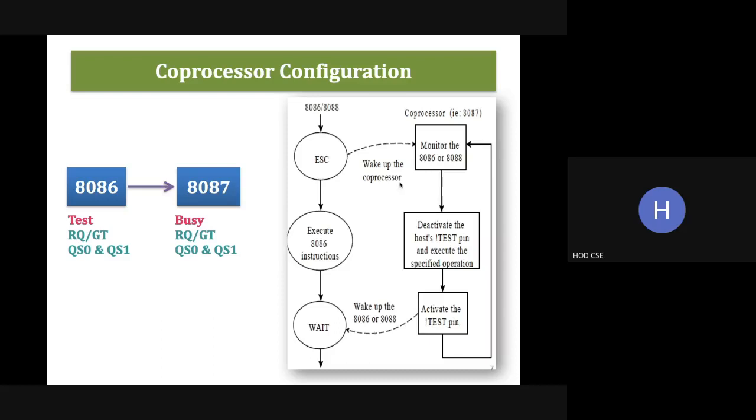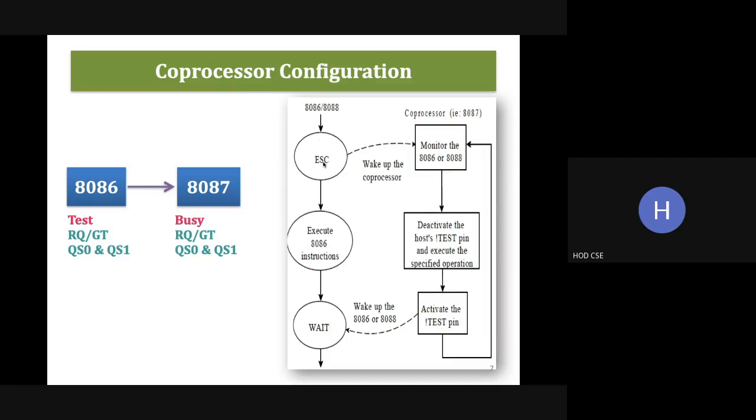When the coprocessor is performing these operations, at the same time the main processor will be executing its own instructions. So why are we going for this wait? Already 8086 has completed its process and it is waiting for the result to be sent by 8087. So that is why some wait stages are included here. Okay, you understood? Let me repeat here.